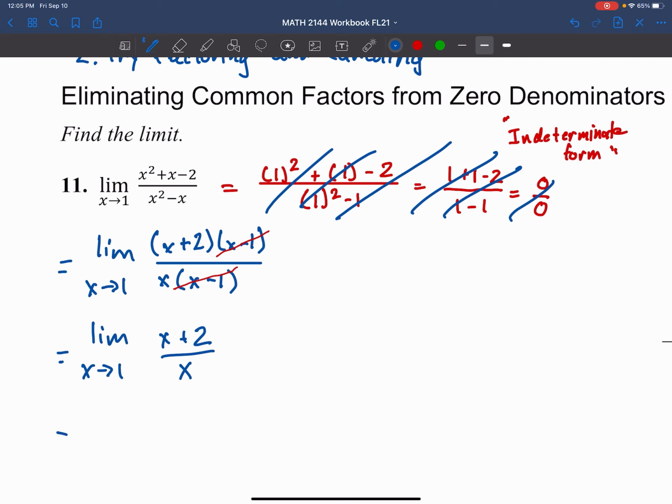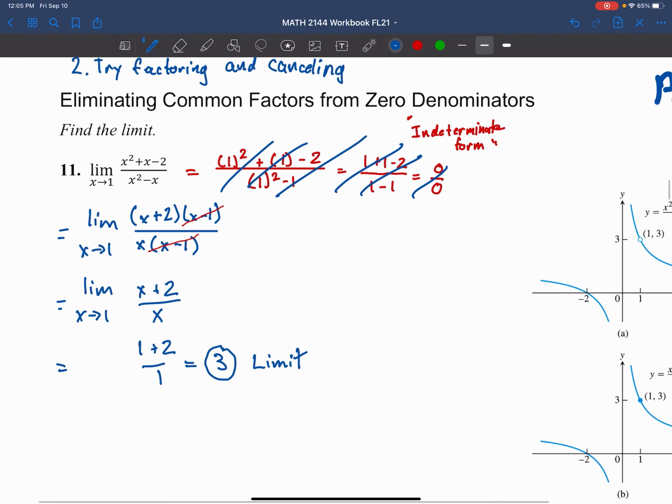And then let's go ahead and try and plug in 1. We get 1 plus 2 over 1, which is going to be 3 over 1 or just 3. This right here is the limit that we were looking for. Let me also just check if you all remember the limit 3. Is that an x or a y value? Very good. That is a y value.